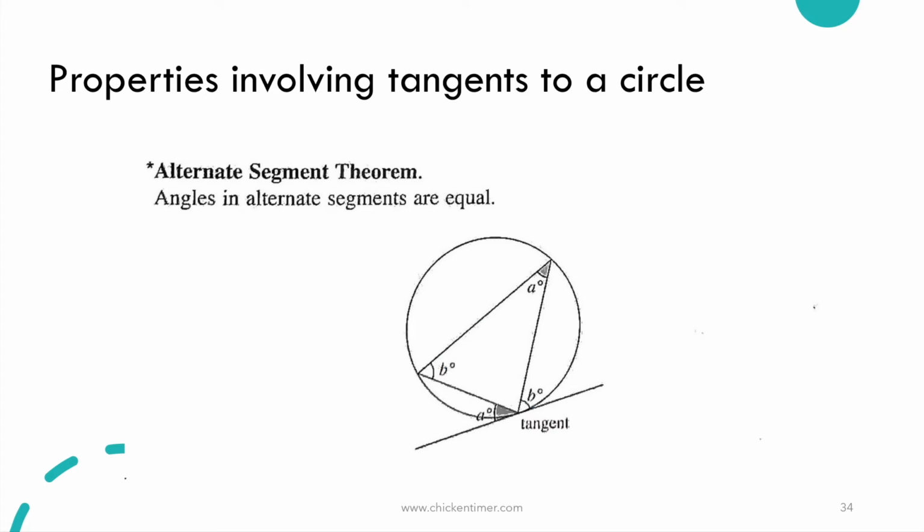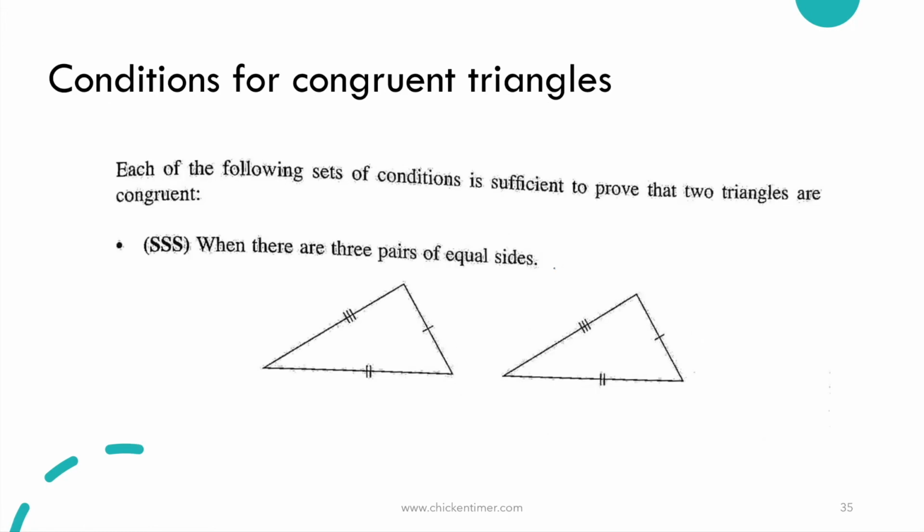Then there is a thing called alternate segment theorem. That means the angle out here is the same as the angle inside the triangle. Same goes for B. So this other part we talk about the conditions of the congruent triangles. It serves only as a revision, so I'm not going into details.